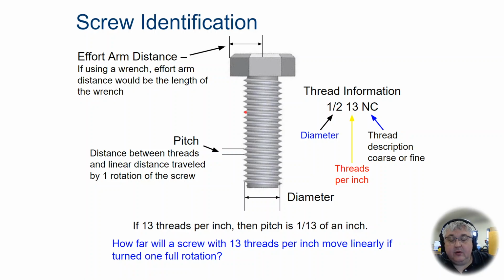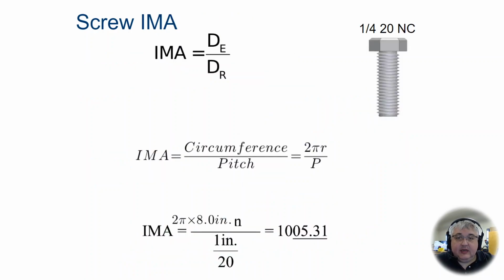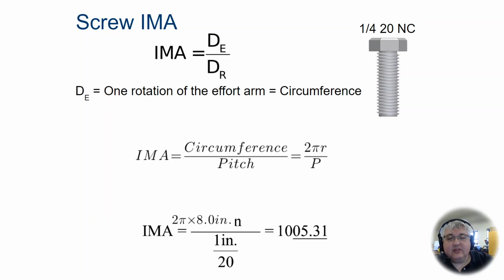So if I turn it 1 full rotation, how far is this screw going to go? How far will it go in or out? This bolt. It's not a screw, it's a bolt. 1/13 of an inch. Same equations as before: effort distance divided by resistance distance. So 1 rotation of the effort arm equals your circumference. This equation is a little bit different. You might want to write this down. IMA is going to be circumference divided by your pitch.